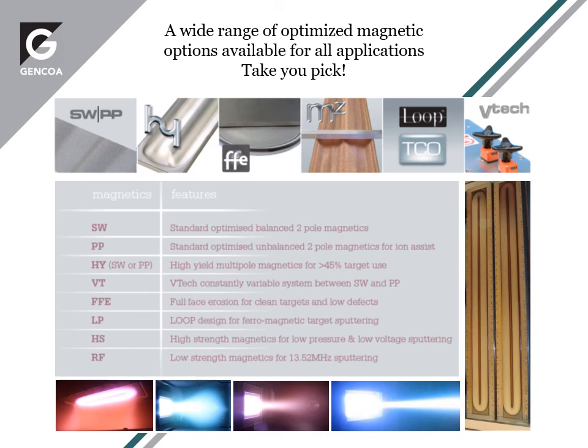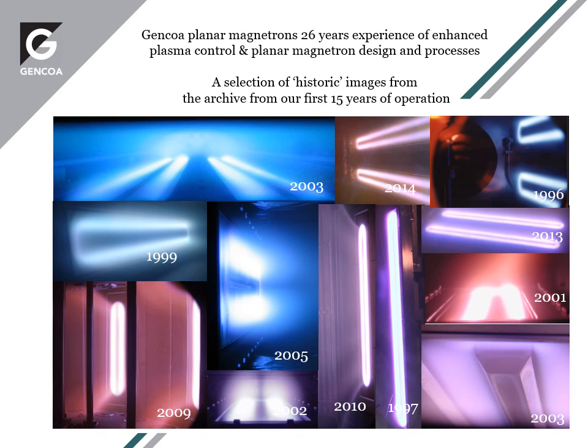So just trying to summarize, we've got rectangular magnetrons which can have a wide range of magnetic options depending upon the application. I just introduced some of them, and depending on your process and your needs, you can choose one or the other or a combination in the same system. So flexibility is available. This is just a summary of some of the plasma pictures we've taken. I've taken them out of the archive, historic pictures, and these are from the first 15 years of operation of the company. So planar magnetron has been in the market since the 70s, even 60s, but there's still developments and advances happening in the field all the time.